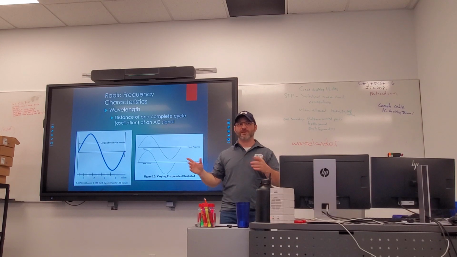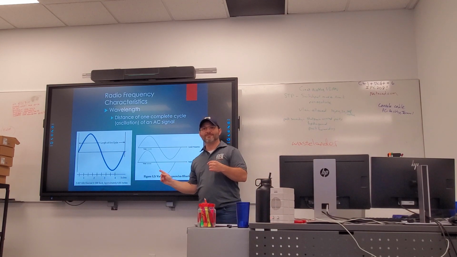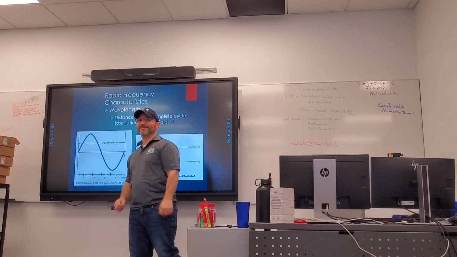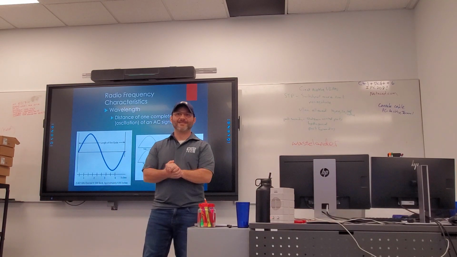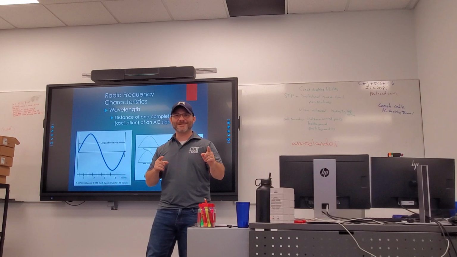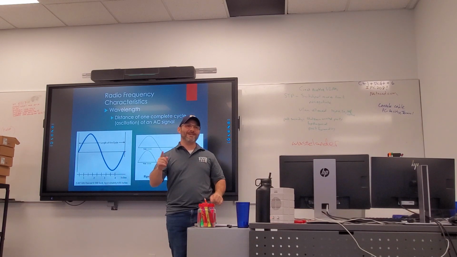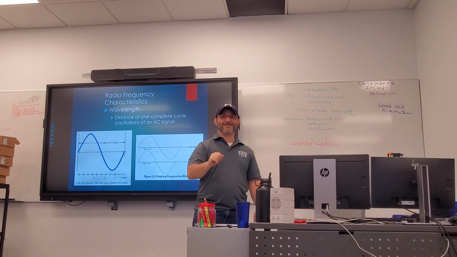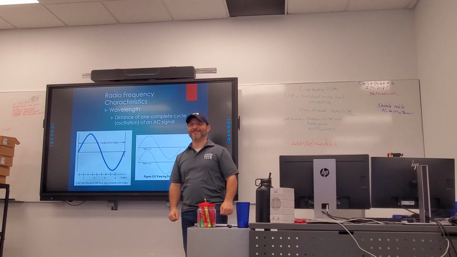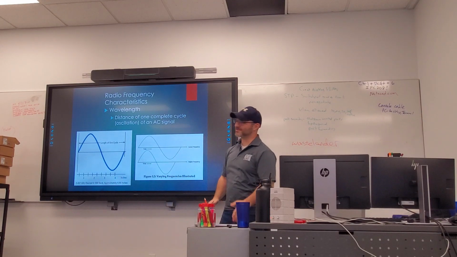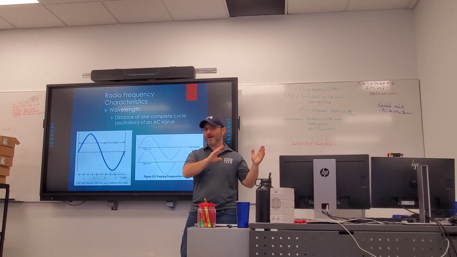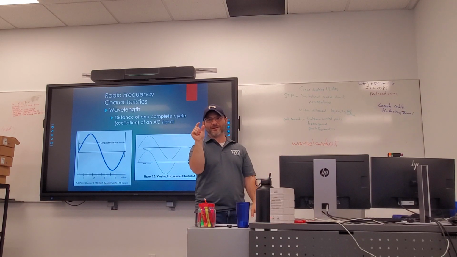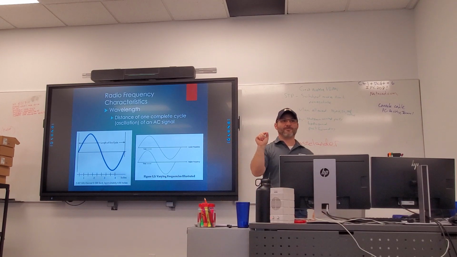How fast is this wave moving? Speed of light. How fast is the speed of light? Very fast. 300,000 kilometers a second. Close, right? So that wave's traveling that fast, cycling fast enough that it only travels 4.85 inches for that frequency.